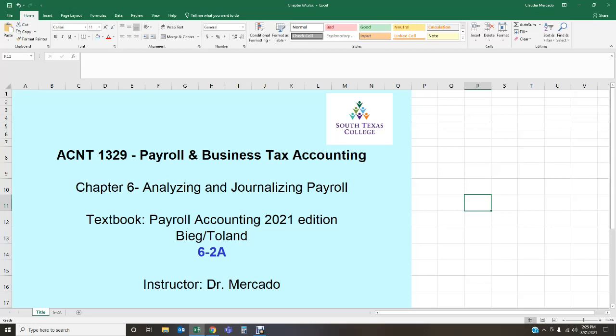chapter. In this chapter, we're going to learn the different procedures for recording the payroll in a payroll register, transferring the information from the payroll register to the employee's earnings records, recording these transactions in the company's books of original entry, and posting them to the proper ledger accounts.